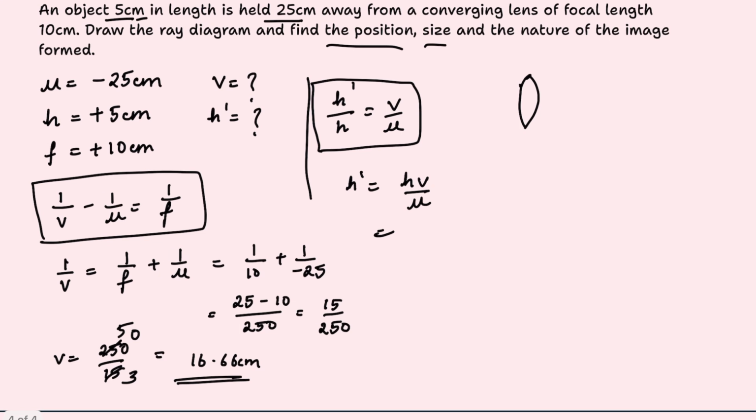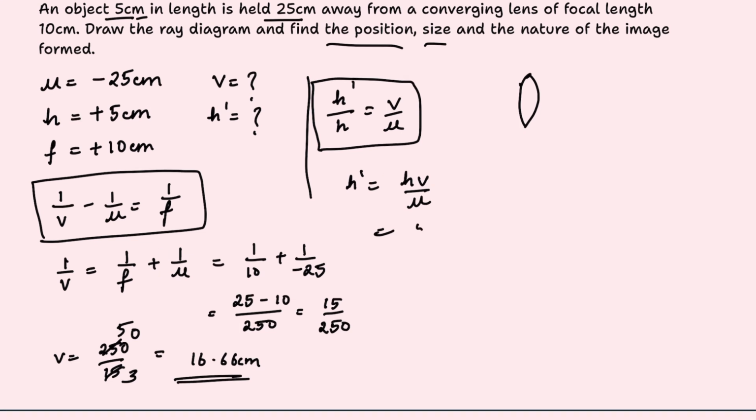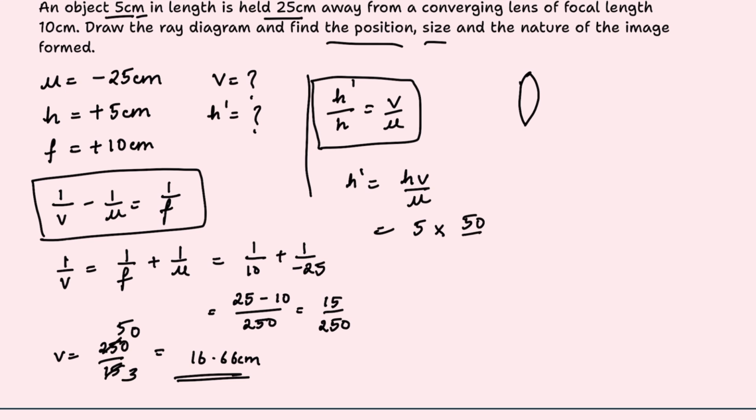So we have H, which is the object height, as 5 centimeter, into V, which is what we found out here, and I'll write it in the fraction form. Sometimes it is easier to calculate when you write it in the fraction form instead of decimal. And then we have the object distance, which is minus 25. Now if you solve this, you'll get the answer as minus 3.3 centimeter. So this is the image size.